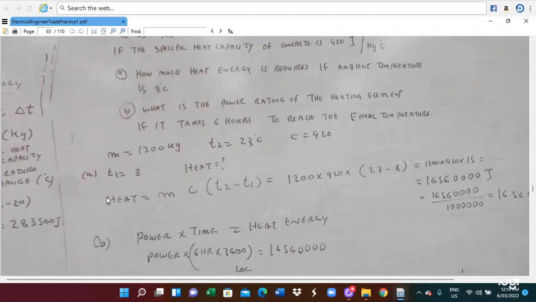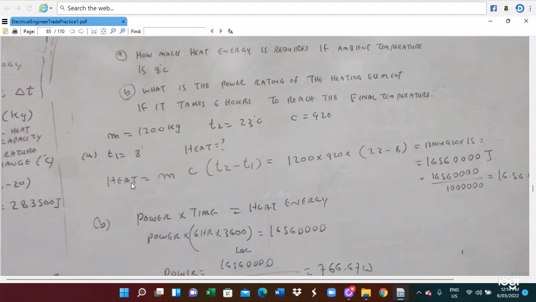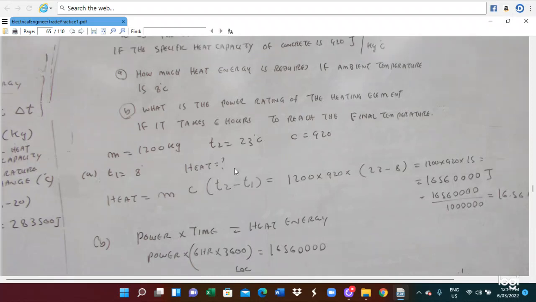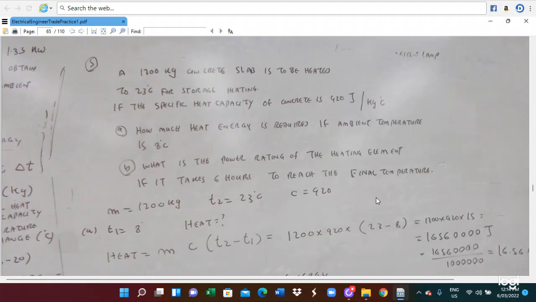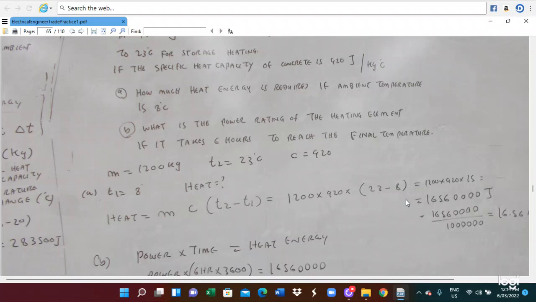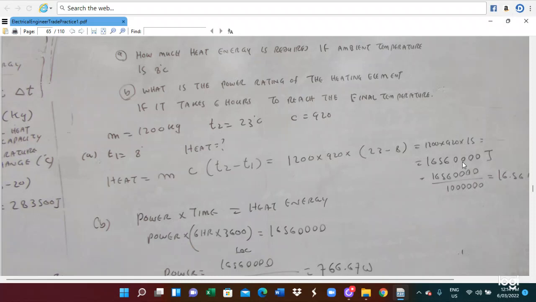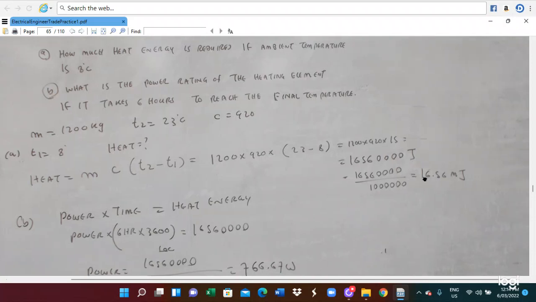So we have to calculate, temperature T1 is 8, T2 is 23. We use the formula m c (T2 minus T1), where m is the mass, c is the specific heat capacity, and T2 minus T1 is the temperature rise. In this case, our mass is 1,200 and 920 joule per kilogram is substituted. T2 is 23, T1 is 8. So then we calculate it, and you get 16,560,000 joules. This is converted to kilojoules by dividing by 1,000, and to megajoules by dividing by 10 power 6. So you get 16.56 megajoules.